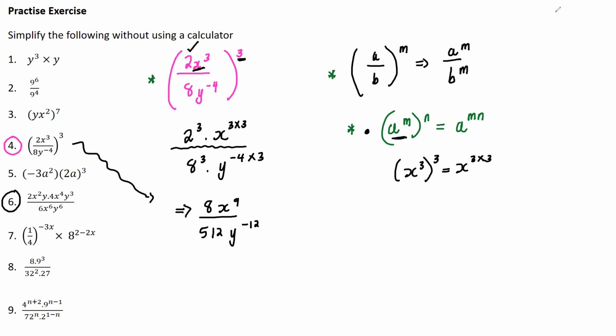Excuse me, sir. I'd like to ask if we could simplify it to 1 and x to the power of 9 over 64 and y to the power of negative 12. But when you realize that the negative is at the bottom as a denominator, can we take it to the top and then multiply? Perfect. You can do that. So in other words, 8 can get into 512, so we can extend it further. And then it's x to the power 9, y to the power of 12, all this over 64.